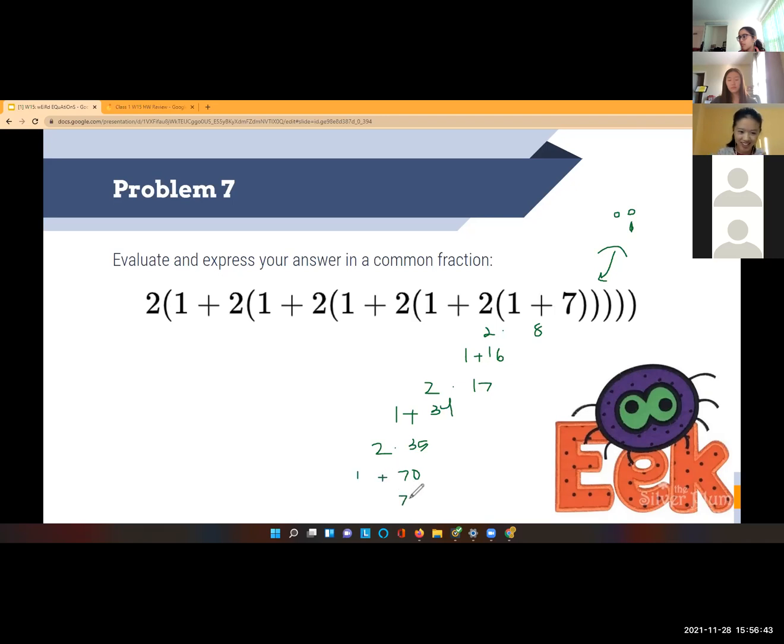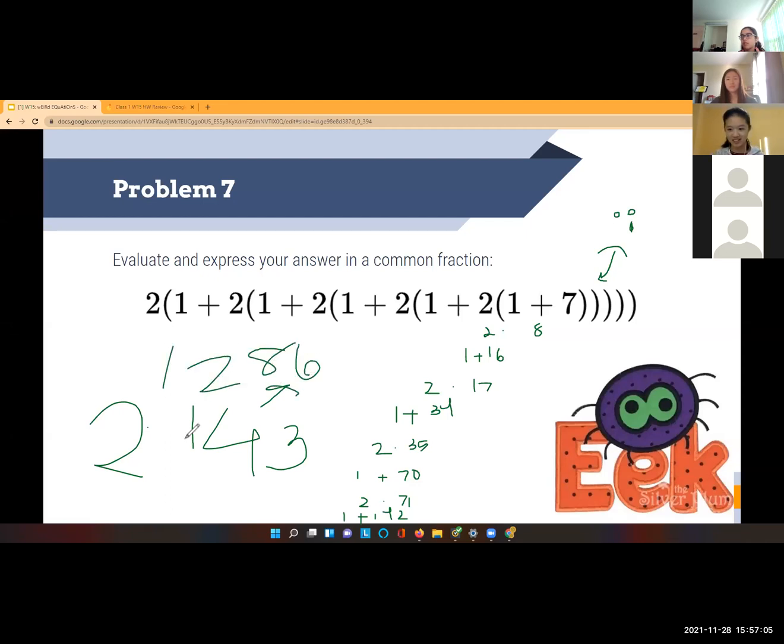And now we do it again. 71 times 2 is 142. Plus 1, that is 143. And now we have our last operation, which is just times 2. So that gives us the answer of 286. So good job to you guys who got 286 as your answer.